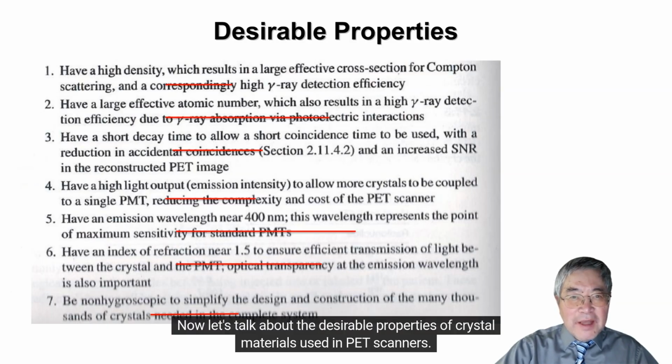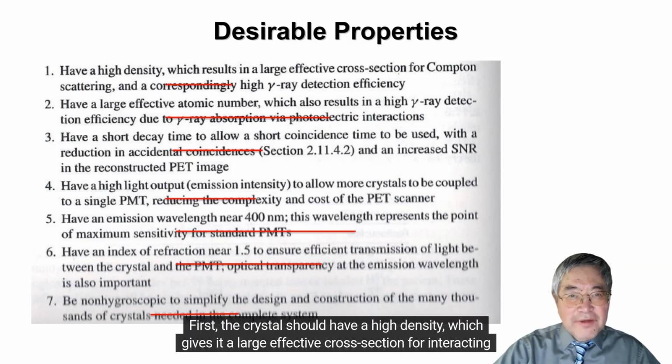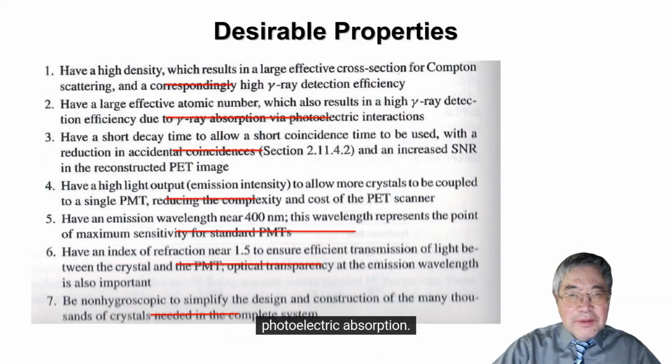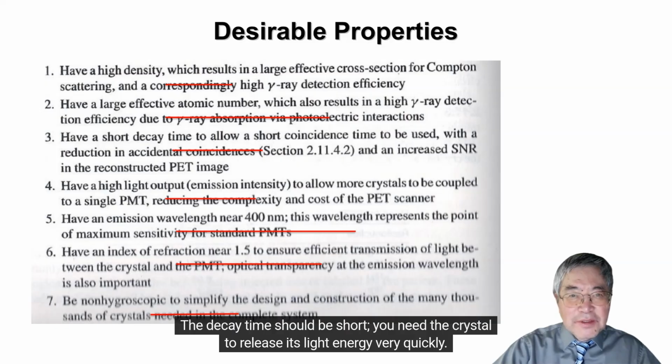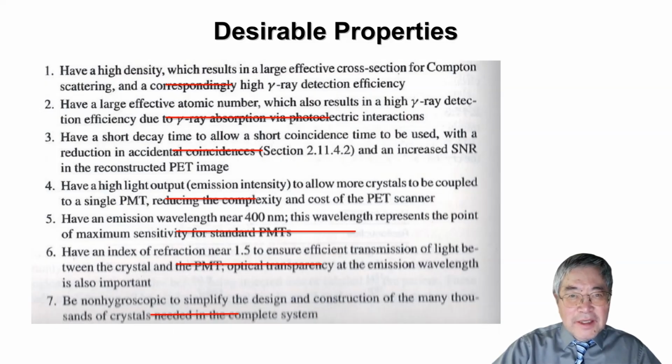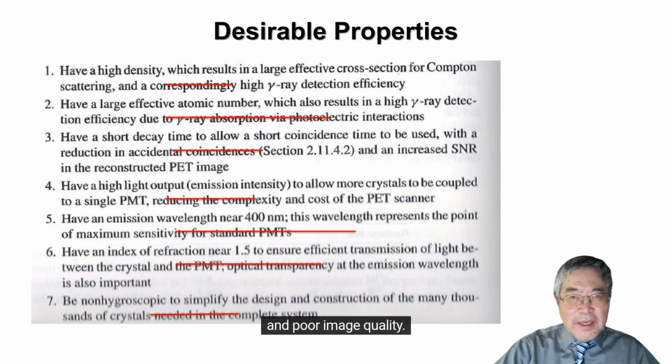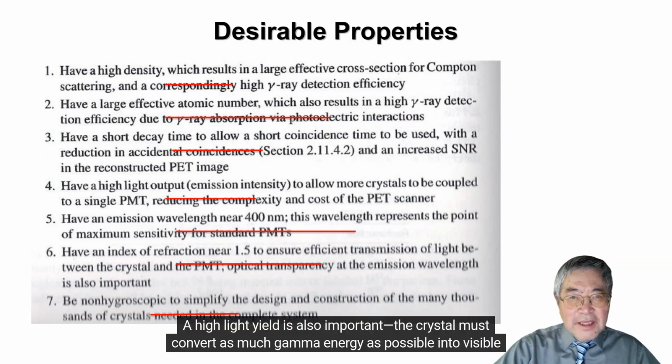Now let's talk about the desirable properties of crystal materials used in PET scanners. I'll go through these quickly. First, the crystal should have a high density, which gives it a large effective cross-section for interacting with gamma rays. Next, you want a large effective atomic number. This increases gamma ray detection efficiency by boosting photoelectric absorption. The decay time should be short. You need the crystal to release its light energy very quickly. If the decay time is too long, then each photon event can overlap in time, causing loss in timing resolution and poor image quality. A high light yield is also important.